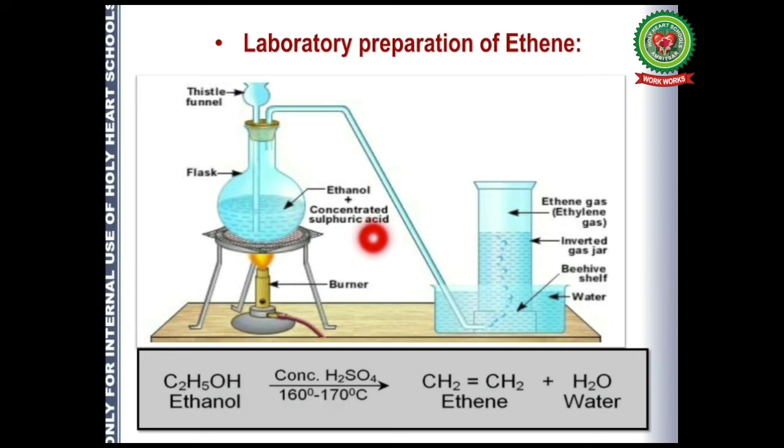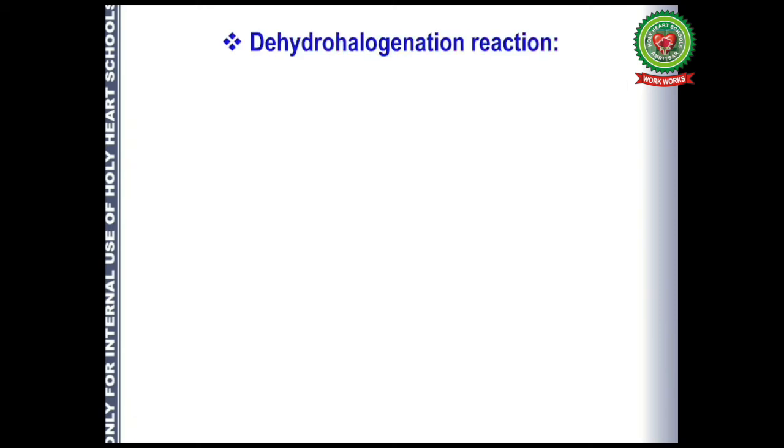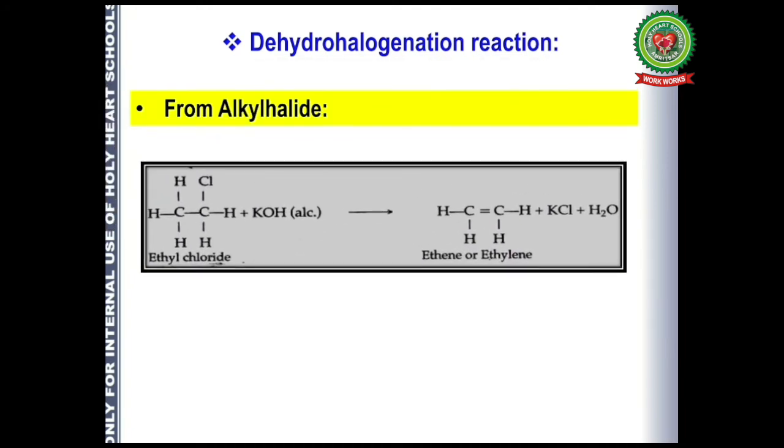It will be known as a solid catalyst in this case, and the temperature is kept at 350 degrees Celsius. And same thing, that is ethanol. From ethanol we can obtain ethene when we are using aluminium oxide also. So we can use 2 things: concentrated sulfuric acid, and we can use aluminium oxide also. The next one is from alkyl halide, that is ethyl chloride.